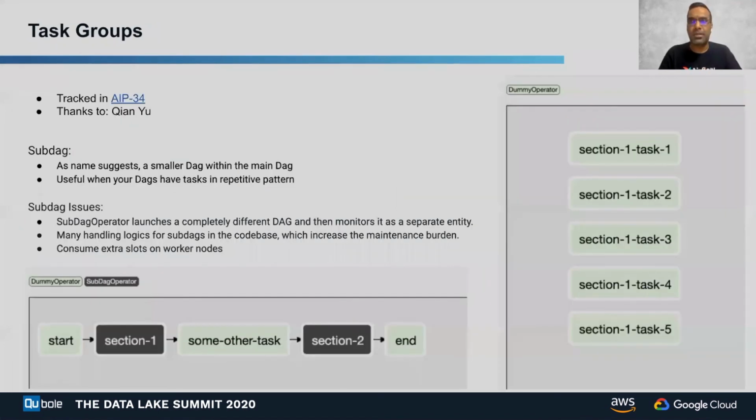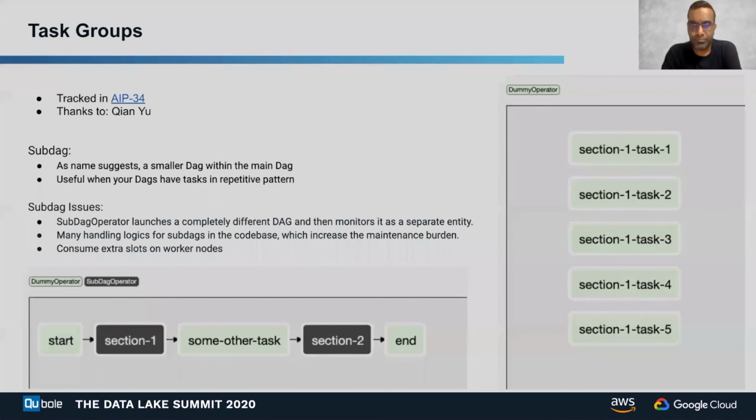This is the last topic I want to cover, the task groups, and this is tagged into AIP34, thanks to him. Yeah, so before understanding task groups, I would like to explain subdags. What are subdags? So in Airflow, the DAG concept should be known, but a subdag is basically a smaller DAG within the main DAG.